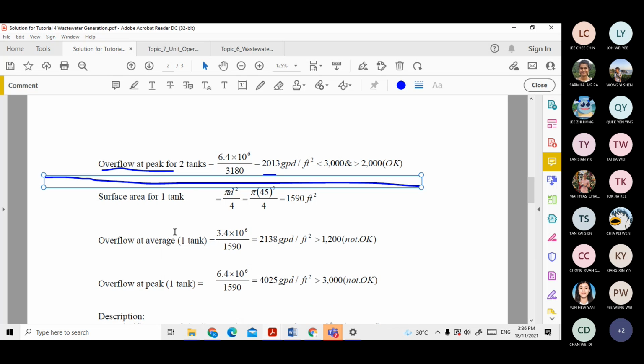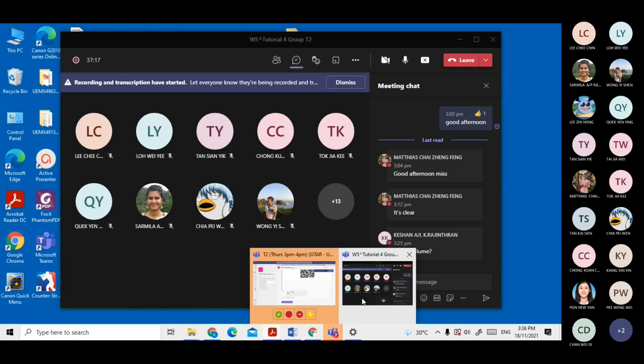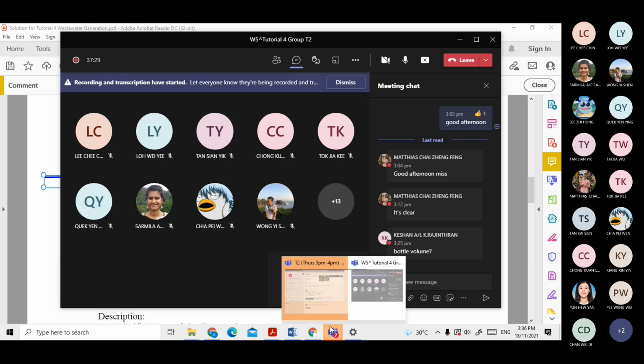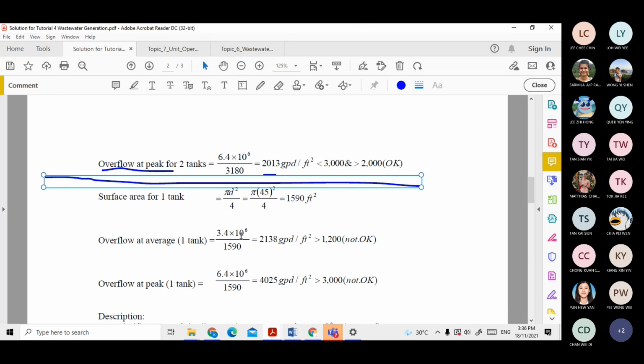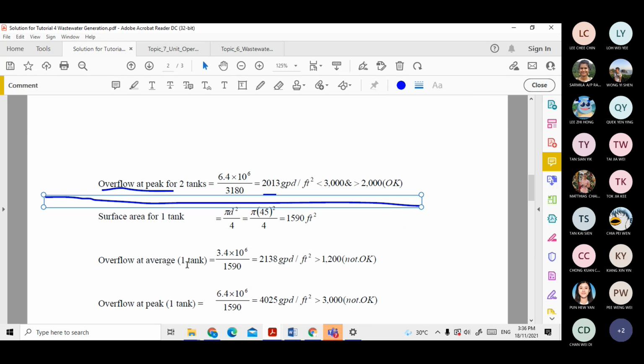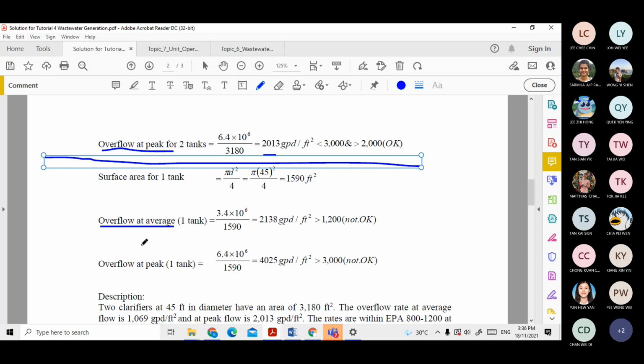The surface area for one tank is pi d squared divided by 4. So this is the surface area for one tank. Then after that, we do the same thing: calculate the overflow at average value and the overflow at peak value for only one tank.